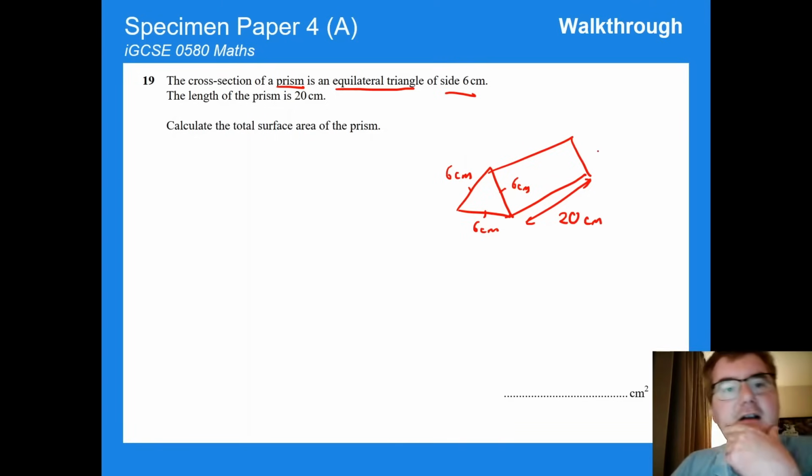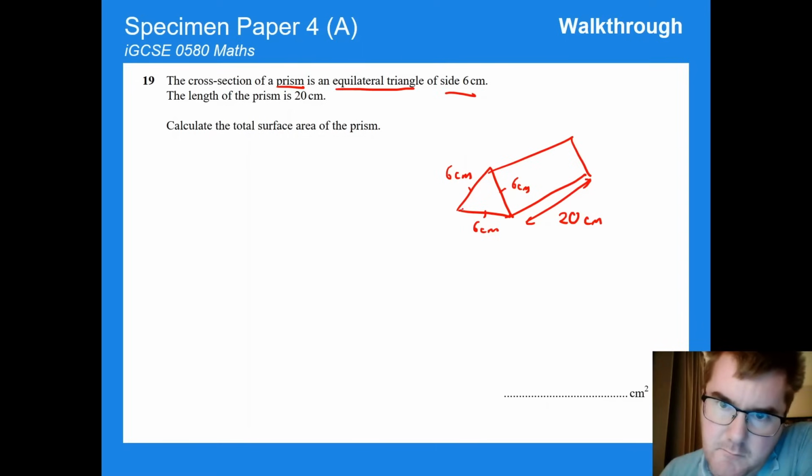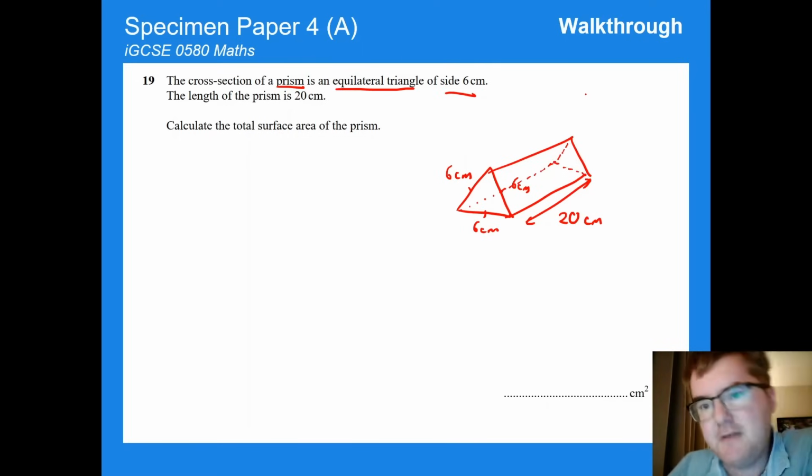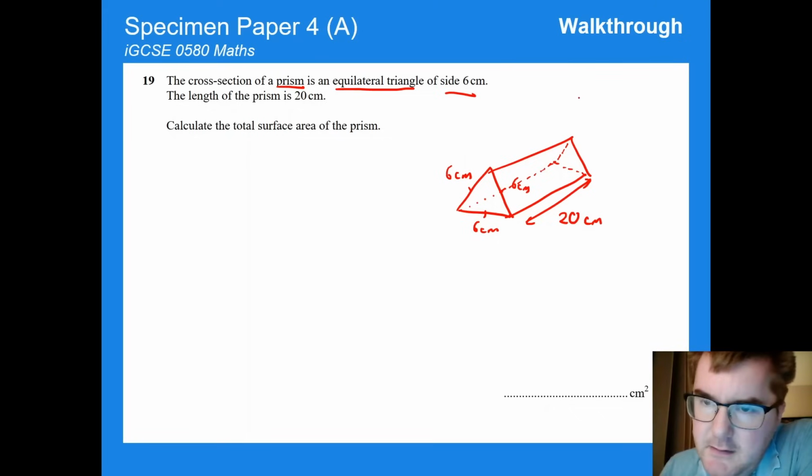And what do we need to work out here? The total surface area of the prism. Okay, so let me draw this in a bit better. Okay, so I've got my prism here. So the first thing I'll do, I'll work out the rectangle area.